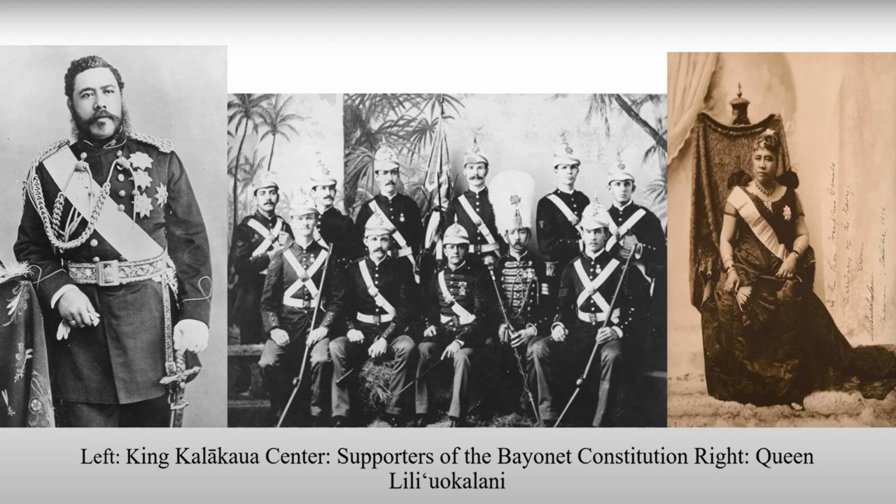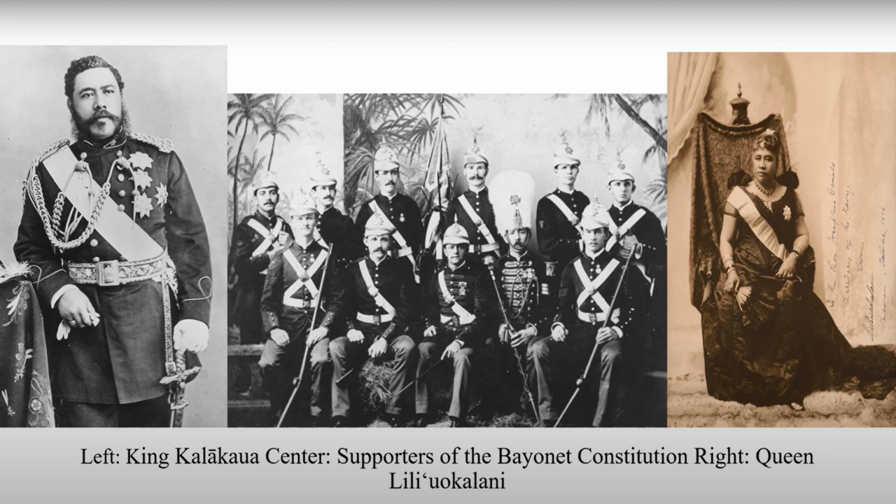And the white planter elite class senses weakness from Kalakaua. And in 1887, they're going to basically force him to sign what is called the Bayonet Constitution, because this was a document that he signed essentially under threat of violence. And the 1887 Constitution drastically limited the power of the Hawaiian monarch.